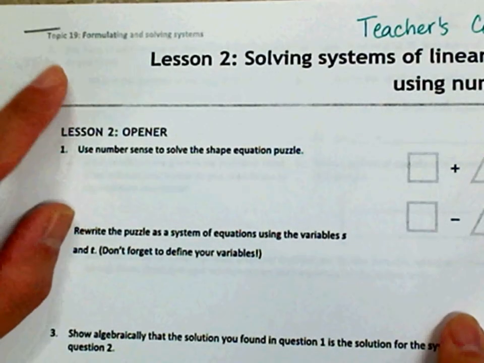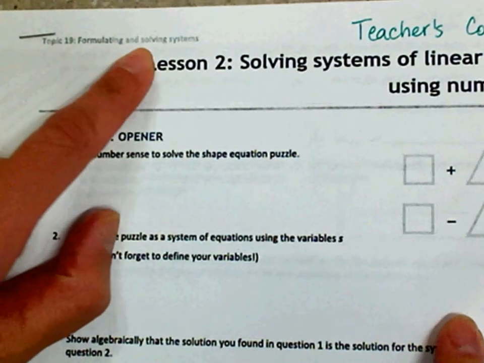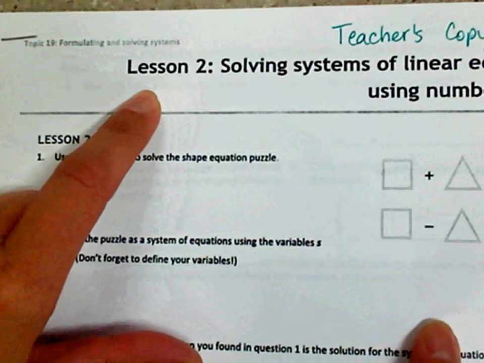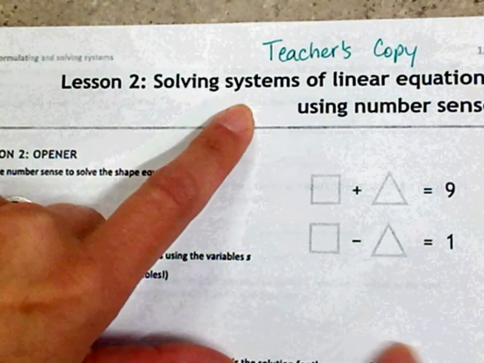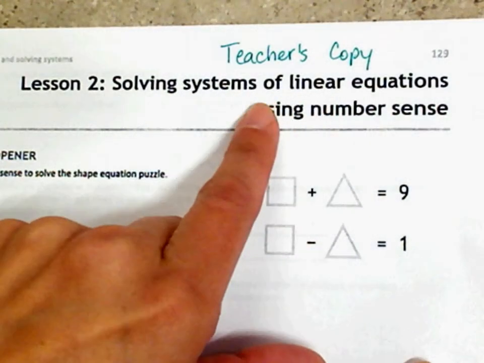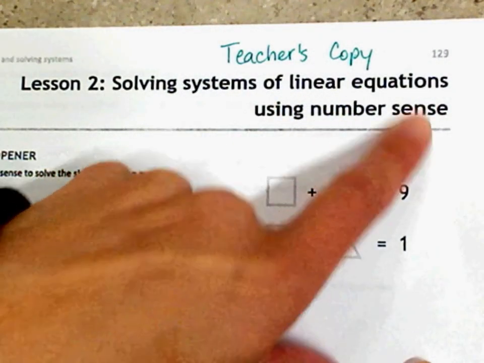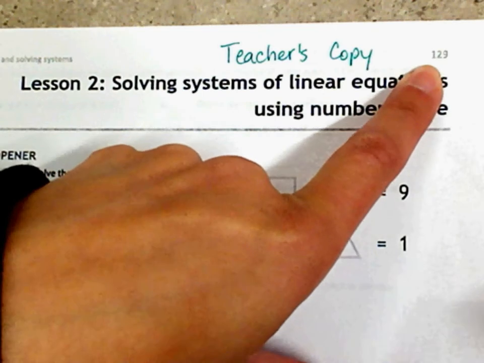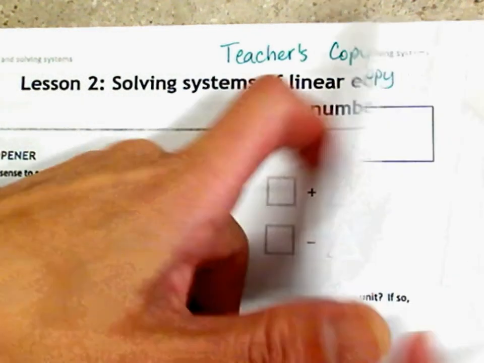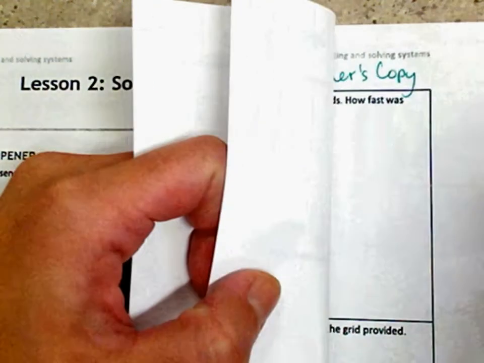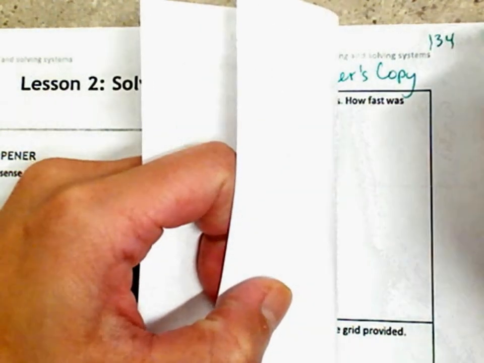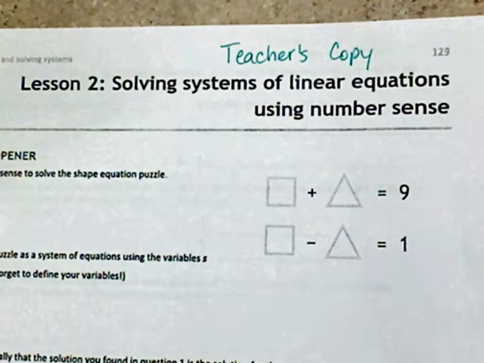We are covering topic 19, formulating and solving systems. And our lesson 2 for today is solving systems of linear equations using number sense. We are starting on page 129, and you need page 129 to page 134.